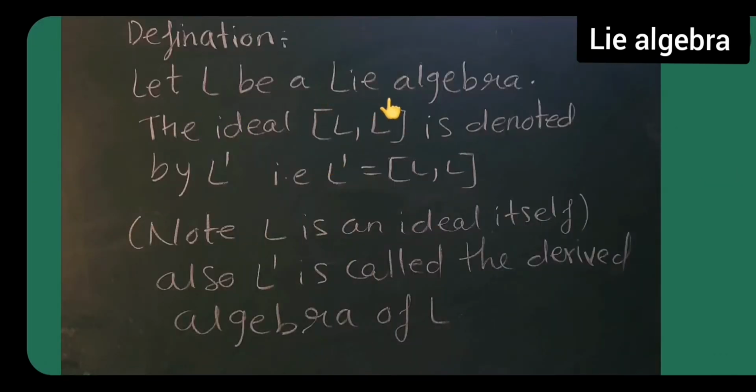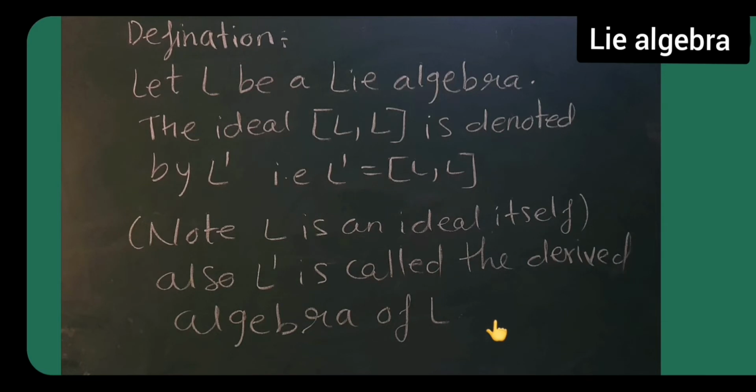So let L be a Lie algebra. The ideal of Lie bracket, this is the Lie bracket of L comma L, is denoted by L'. That is, L' is equal to the Lie bracket of L, L. Note that L is an ideal of itself, so you all have to note that. Also, L' is called the derived algebra of L. So this is the definition for the derived algebra of L.